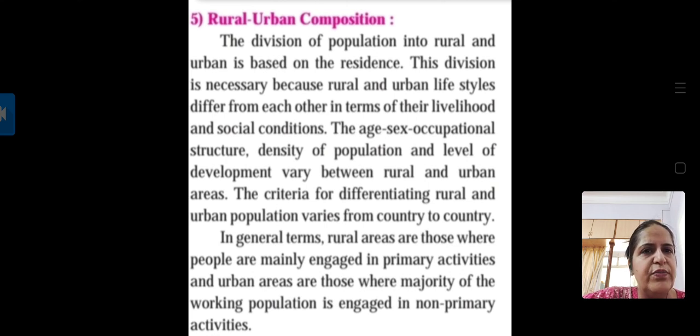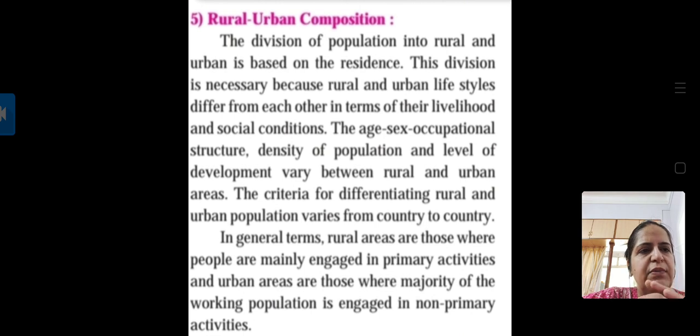So it makes a difference to the social conditions which prevail in and around our society. The age-sex structure, occupational structure, density of population, all these concepts we have done in population part 1. And the level of development varies between rural and urban areas, given the circumstances they are in. The criteria for differentiating rural and urban population varies from country to country.